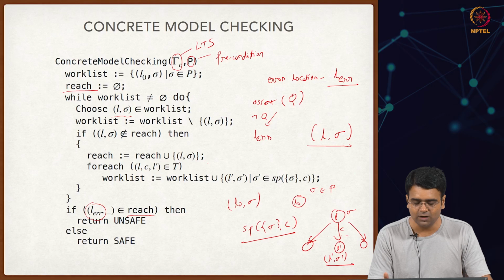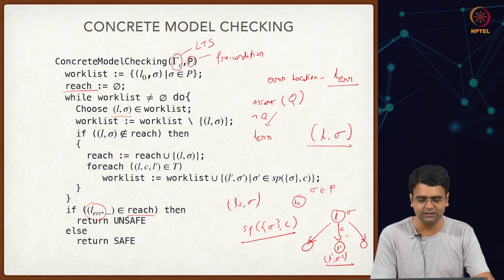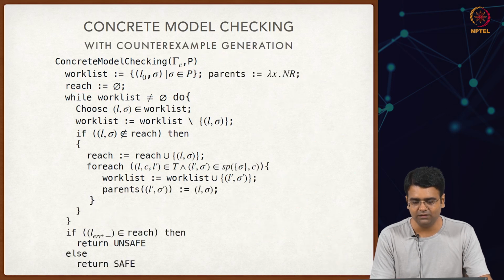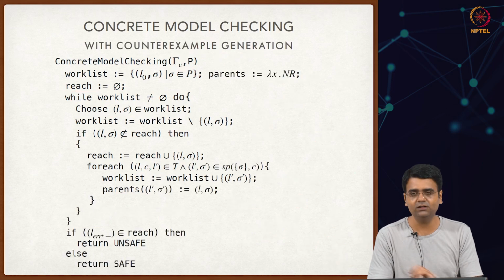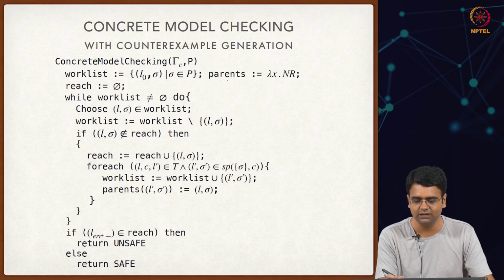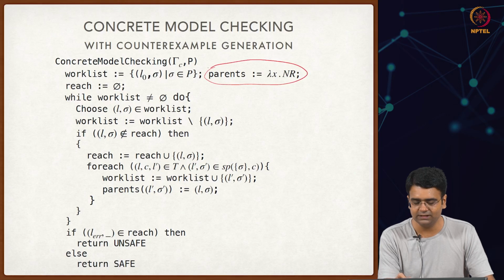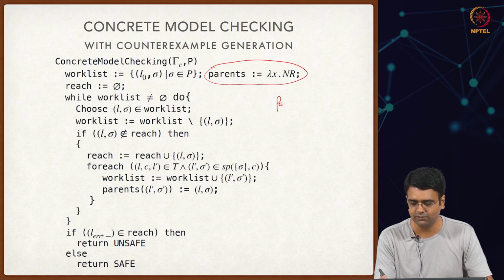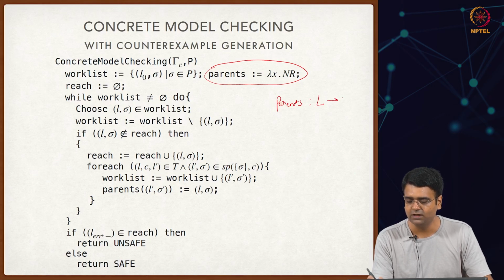Okay. Now remember I said that one of the advantages of model checking is that if the error state is reachable, then you can also construct the counter example, which is the actual bug. So the way to do it is, this is concrete model checking with counter example generation. I have added a few things. The only change I have made is that I have added this parents thing. So what is parents? Parents is a map from program locations to pairs of the form L cross the program state, which is states.